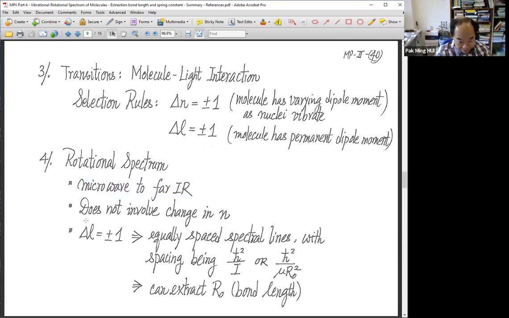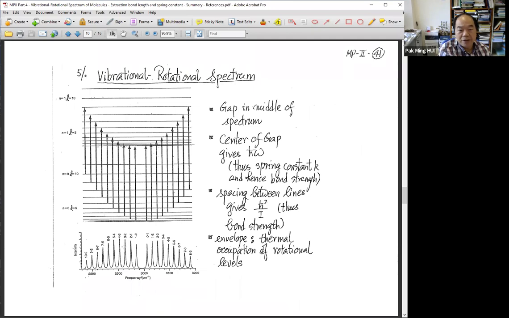And with this selection rule, we expect very nice equally spaced lines in the rotational spectrum in the microwave, from which we can read out the bond length. We just discussed the vibrational rotational spectrum. Very nice thing, a very beautiful thing.